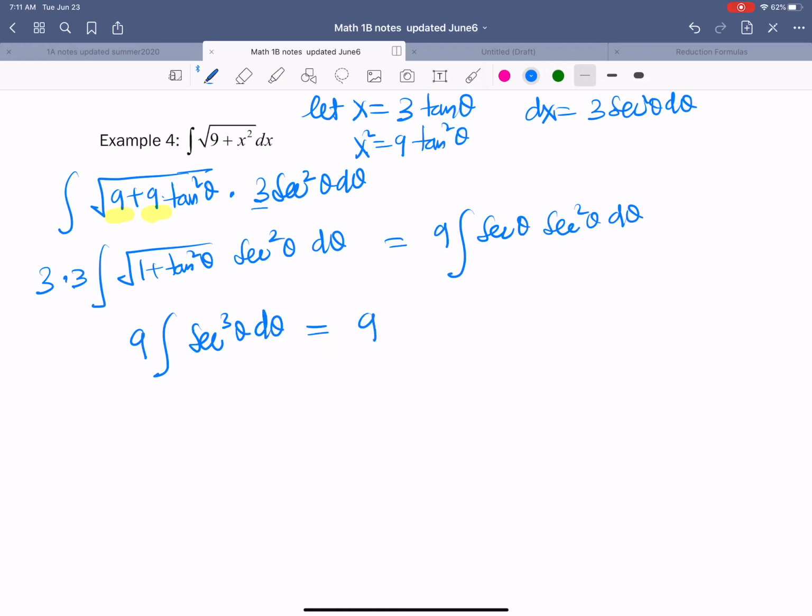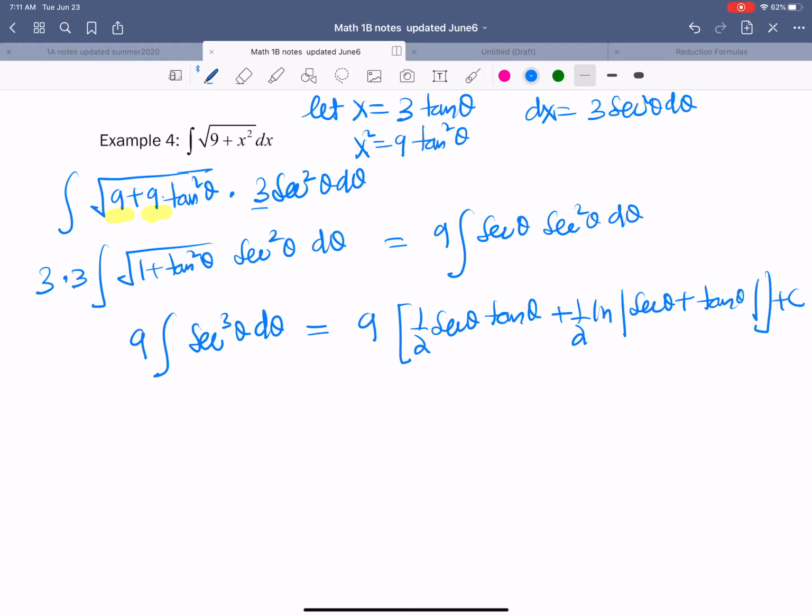And the integral of secant cubed theta d theta, we have looked at it in the past. You can also use the reduction formula. It is 1/2 secant theta tangent theta plus 1/2 natural log of secant theta plus tangent theta plus C. Well, this is not all done because we must go back to x's.